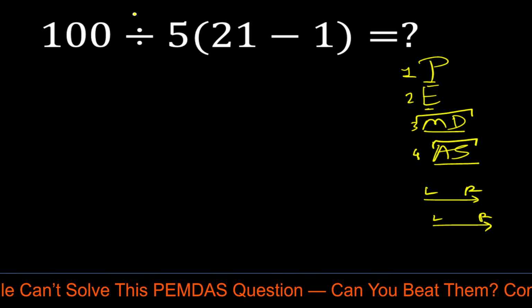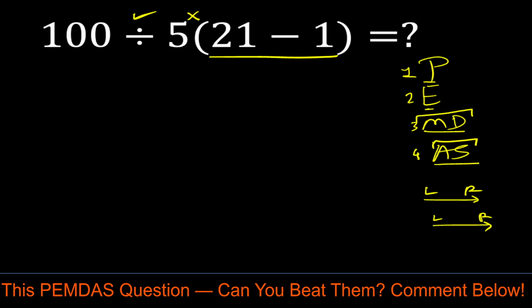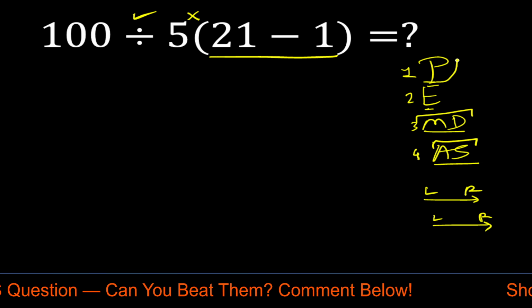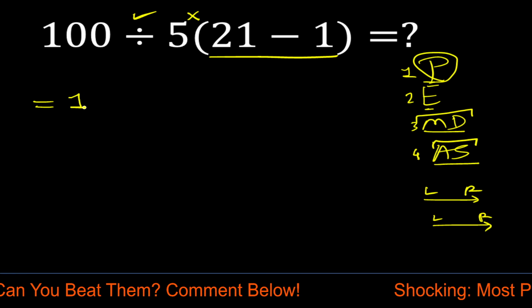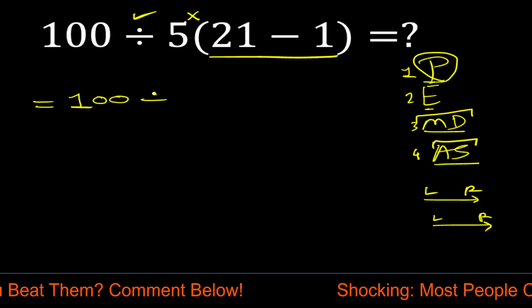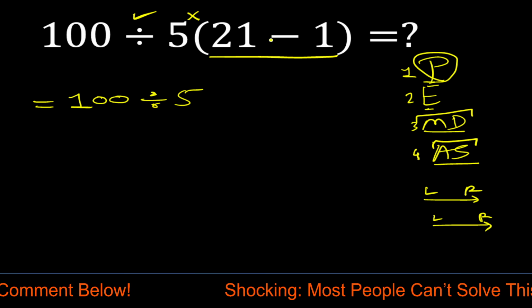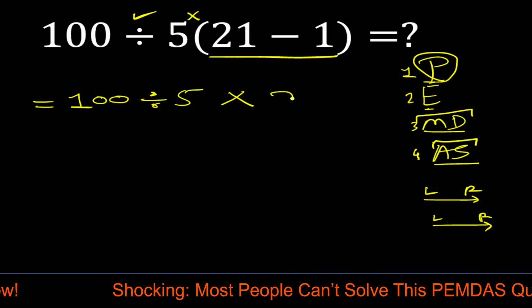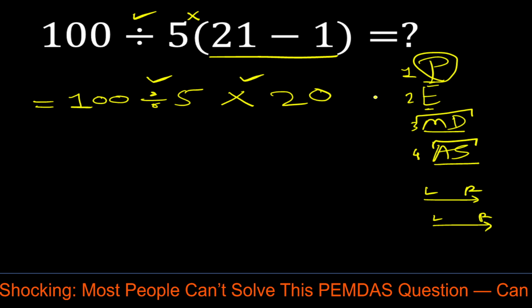So in this question, here we have division, here multiplication, and here we have one parenthesis, right? So according to PEMDAS rule, first we have to solve parenthesis. So now 100 divided by 5. Now solve this parenthesis first. 21 minus 1 is equal to 20. So times 20, right? Now here we have division and here multiplication.